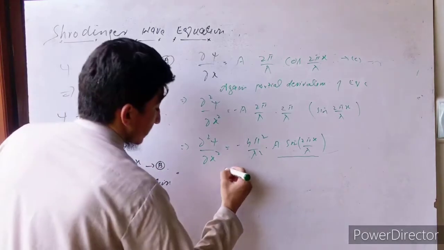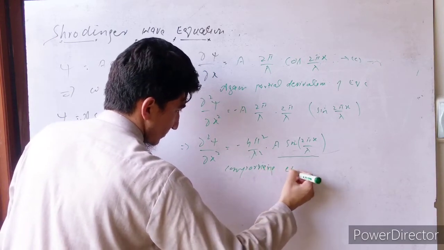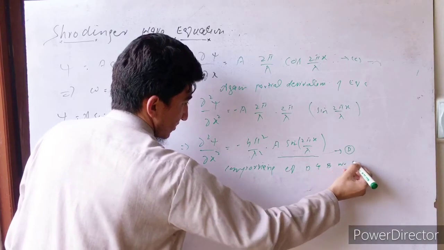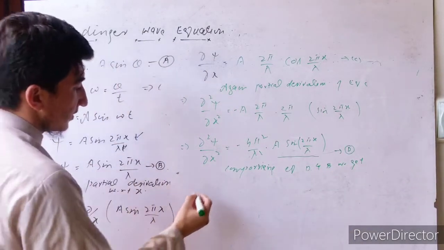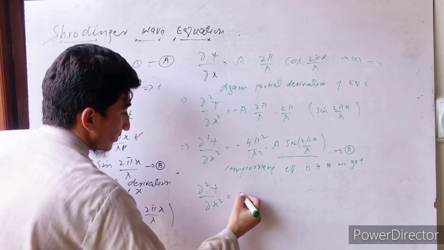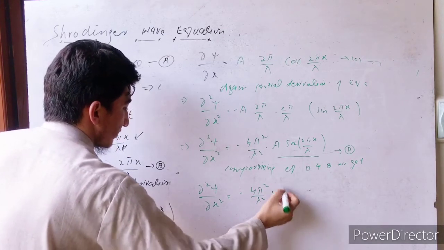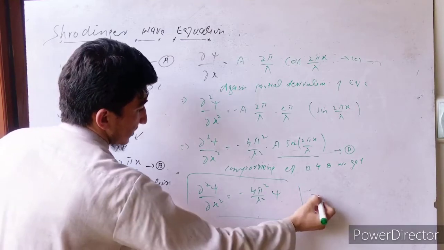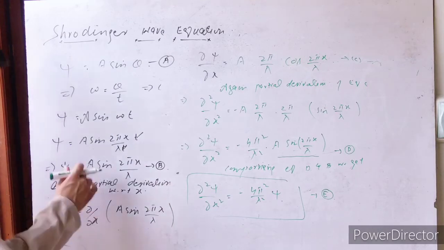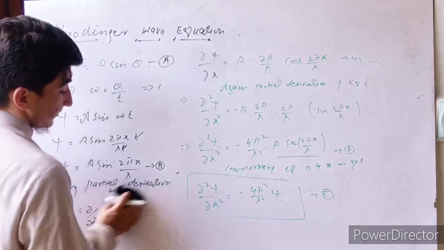By comparing equations d and b, we get del square psi divided by del x square equals minus 4 pi square divided by lambda square into psi. This is equation number e. Now let me erase this side. Is this much clear to all of you? Okay.